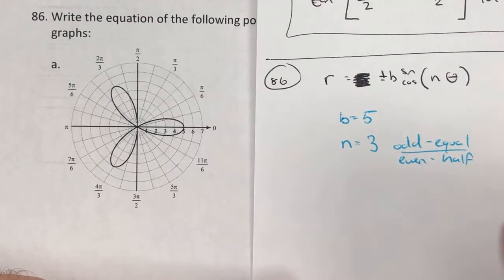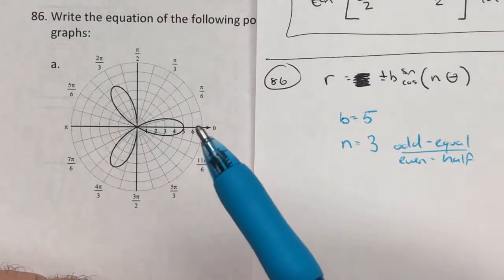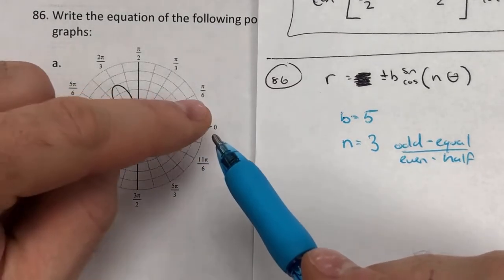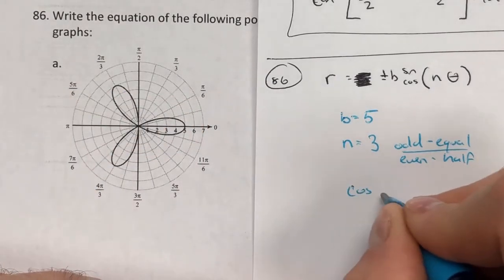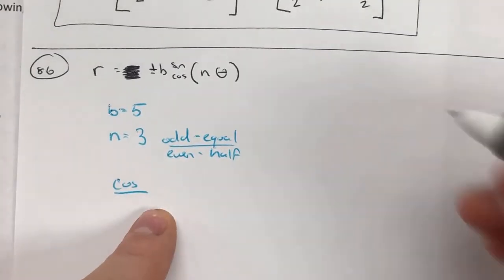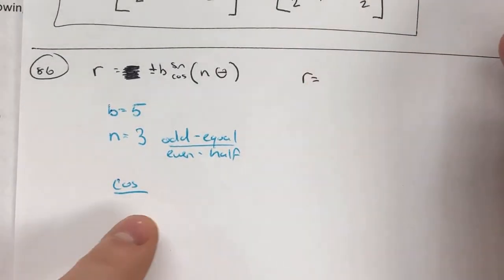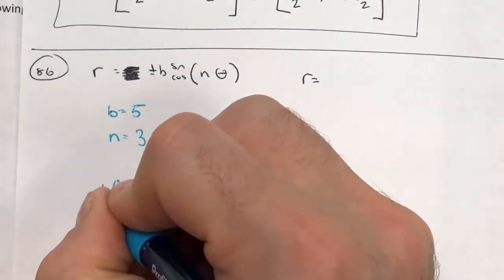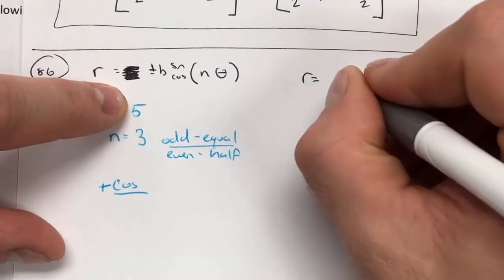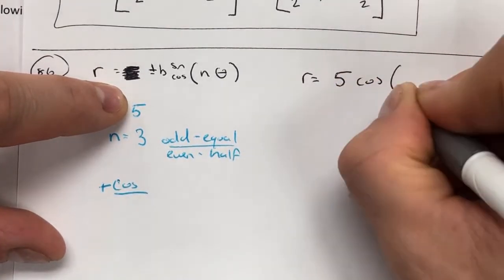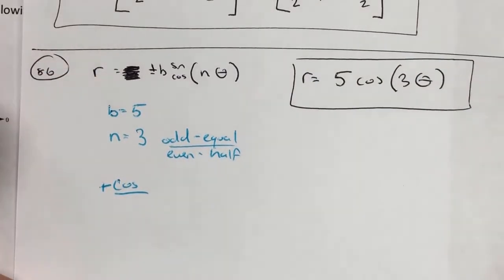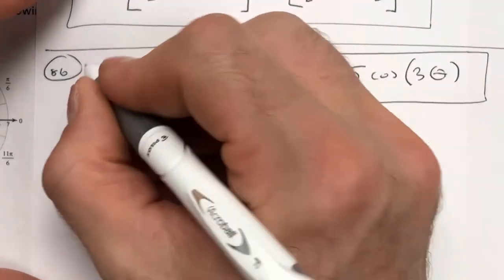The next thing is I need to look at which axis they're centered on. So because it's centered on this axis right here, what I know is it's centered on the cosine. So it's centered toward the cosine portion of the graph. So let's rewrite our equation and say that r is equal to the positive cosine. So that means my b is going to be a positive 5 cosine of 3 theta. Boom. So that's 86A.